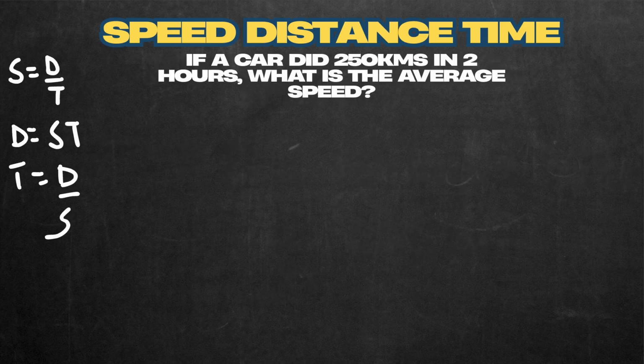Okay, so if a car did 250 kilometers in 2 hours, what is the average speed, or what is the speed of the car? Why do we write average? Because sometimes the car can fluctuate as well, so we just find the average speed. Okay, so what do we have to find? Speed. And what is the formula for speed? Straight application, no further reinventing needed.